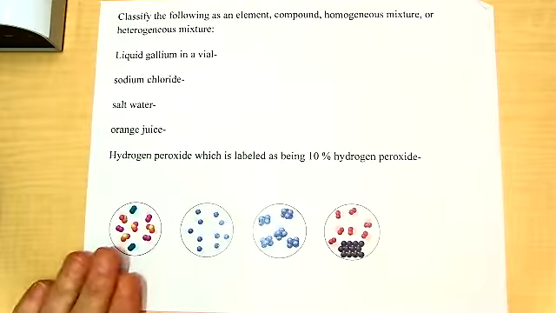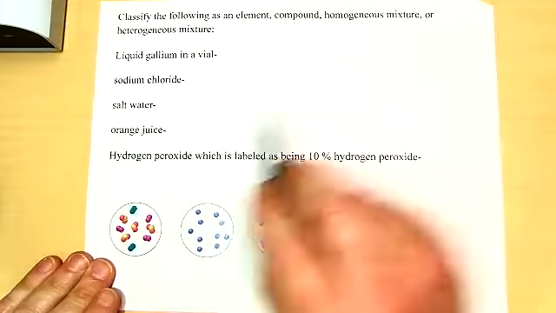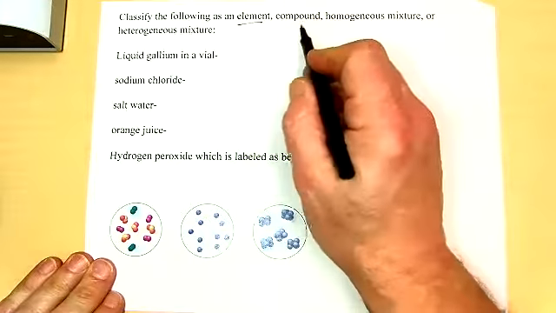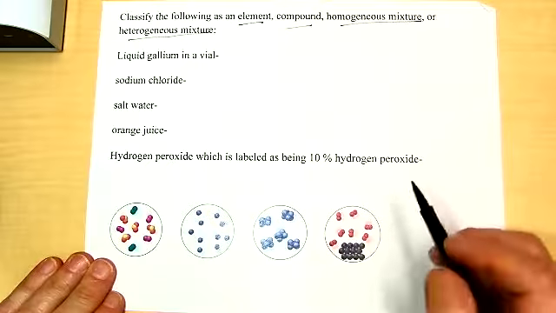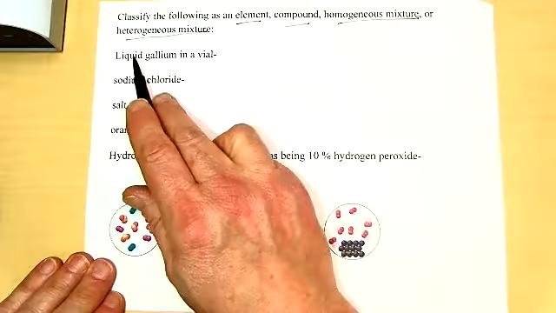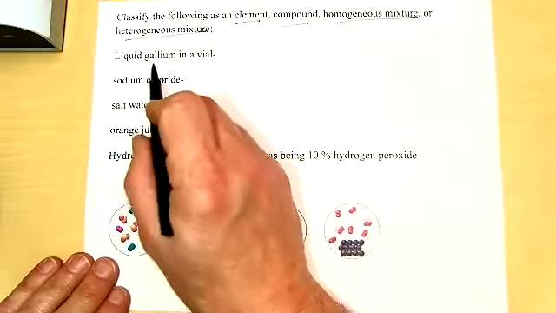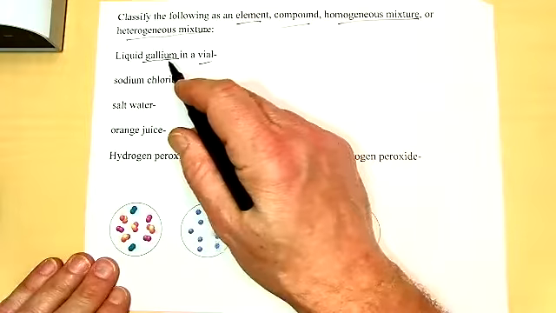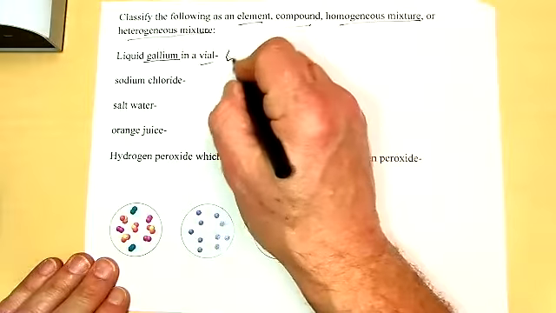All right, so classify the following as an element, a compound, a homogeneous mixture, or a heterogeneous mixture. So we want to find out whether it's an element, a compound, a homogeneous mixture, or a heterogeneous mixture. So first thing I guess we can do is just decide whether it's going to be a mixture or not, right? All right, so when we think about liquid gallium in a vial, is this a mixture? No, it's just gallium and it's pure gallium and it's just in a vial. So that would be, well, since gallium is an element, that means that this is just going to be an element.